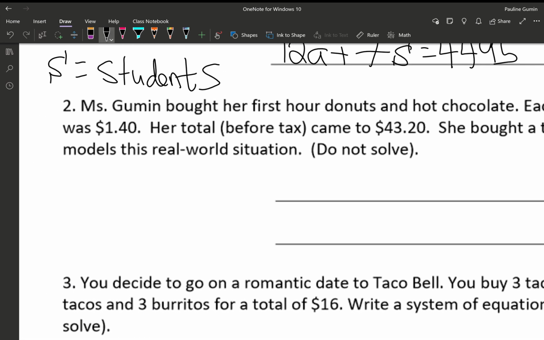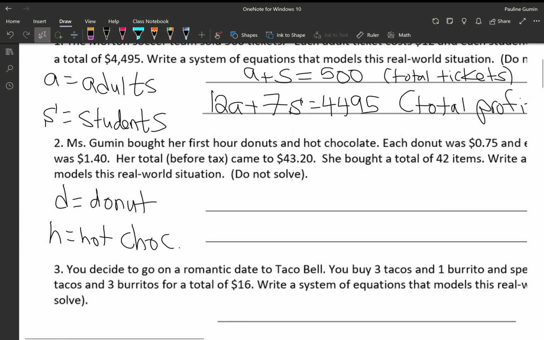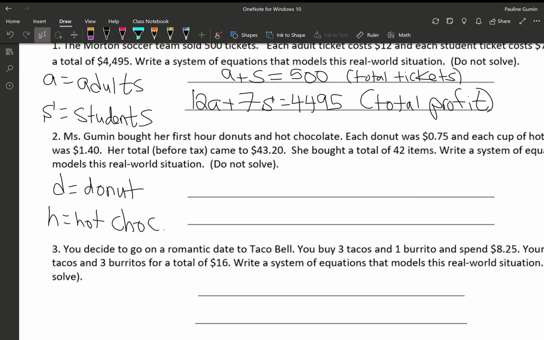Now, we do know how much each donut and each hot chocolate cost, but I don't know how many I got. Or I guess the imaginary me. I'm going to use D for donuts and H for hot chocolate. All right. So my second sentence tells us about the cost. So let's write an equation for that first. 75 cents per donut and $1.40 for hot chocolate for a total of $43.20. So that's my total cost.